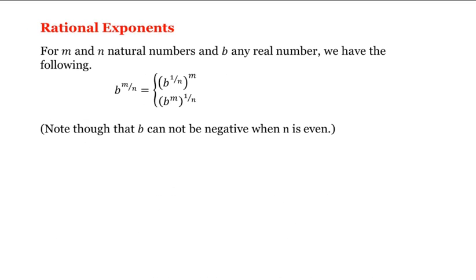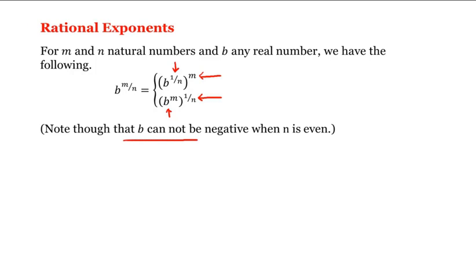Let's look at rational exponents. For m and n natural numbers and b any real number, we have the following. That b to the m over n is either one of these. We can either take the nth root of b first and then raise that to the mth power, or the other way around. We can raise b to the mth power and then take the nth root of that.